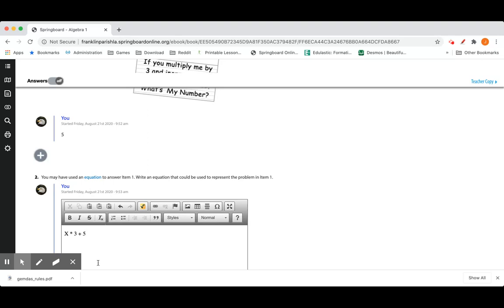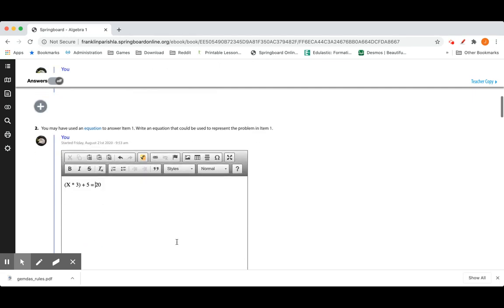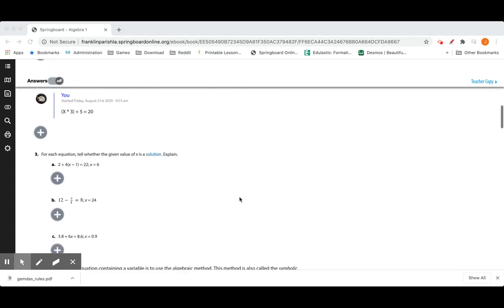If you remember your order of operations, you'll know you'll do this part first, multiplying and then adding. But if you want to make sure on certain parts that you're doing things in the order that you were told, you can add parentheses, since you always do what's in parentheses first. x times 3, plus 5. And we know that it's going to give us 20. That would be our equation. Let's go ahead to number 3.